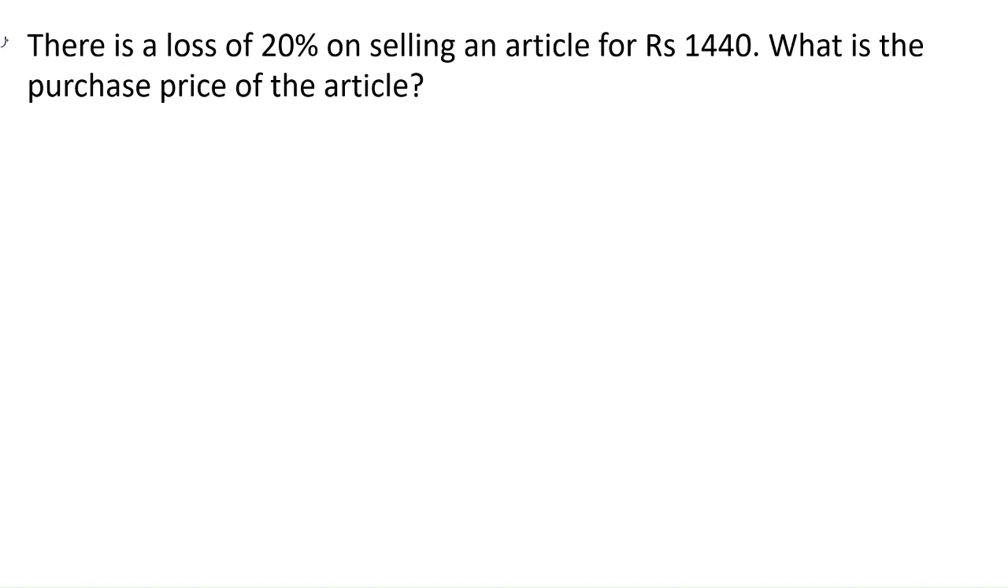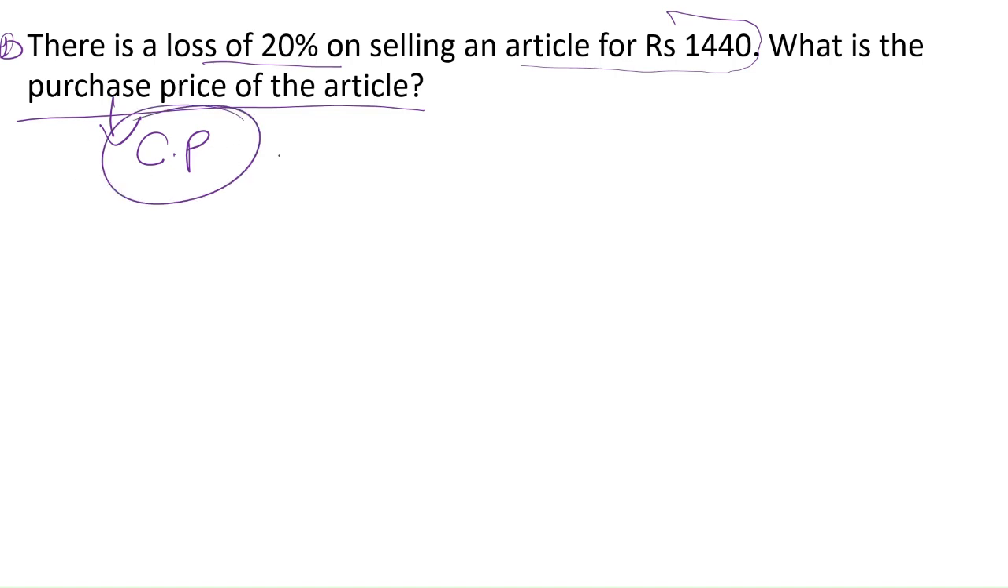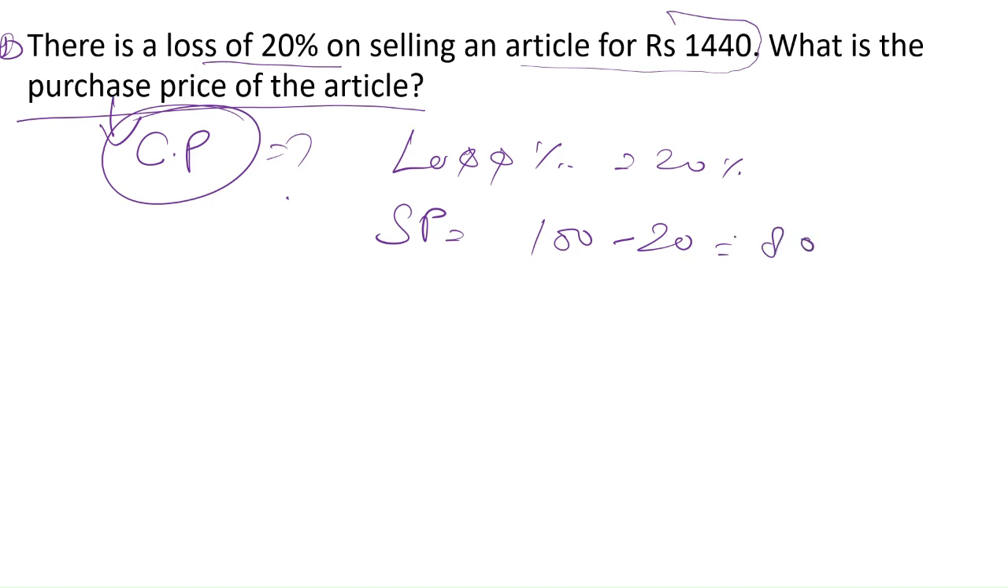Now this is the first question. There is a loss of 20% on selling an article for Rs 1440. What is the purchase price of the article? Purchase price of the article means CP. CP is asking. And loss percentage is given at 20%. Then what will be SP? SP will be 100 minus 20 is equal to 80.